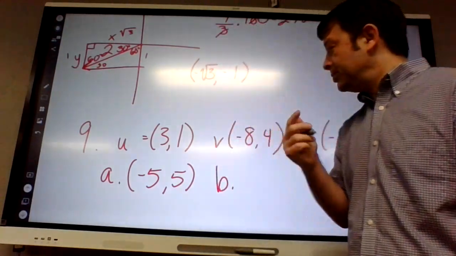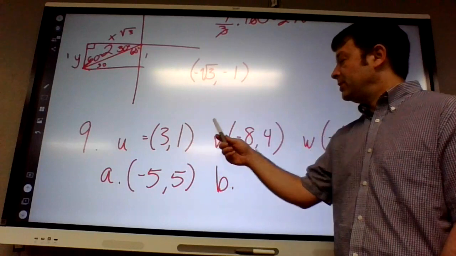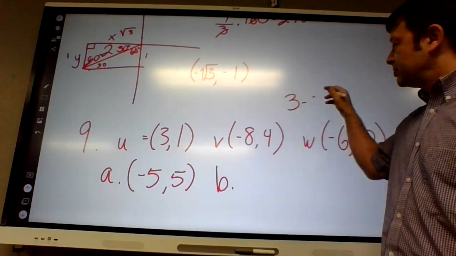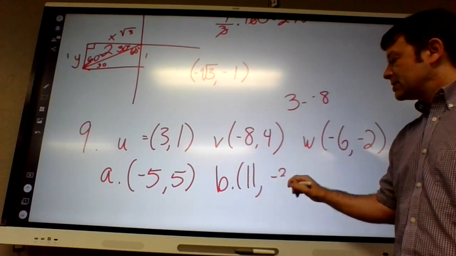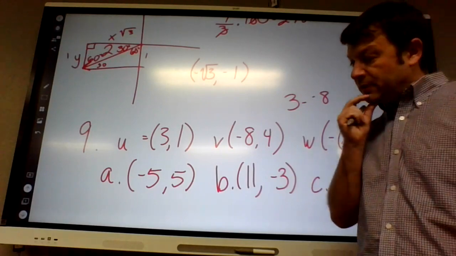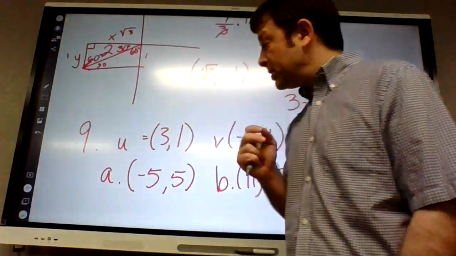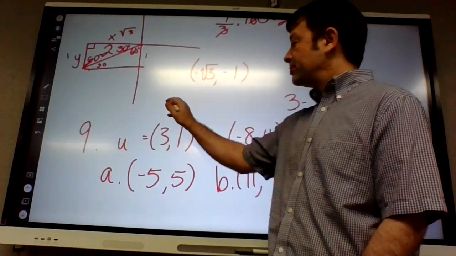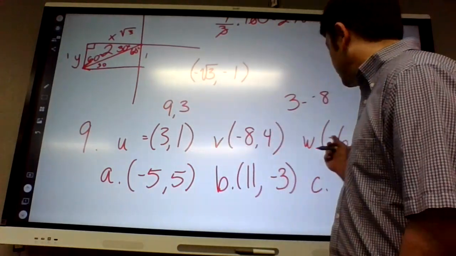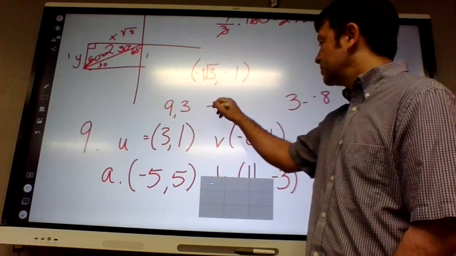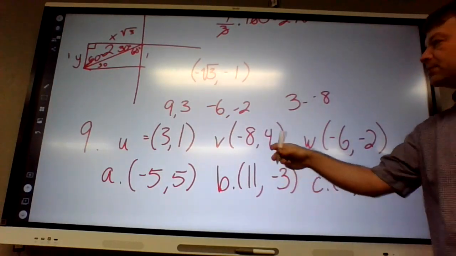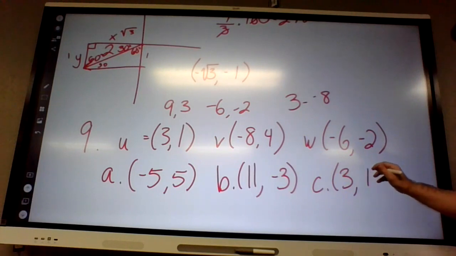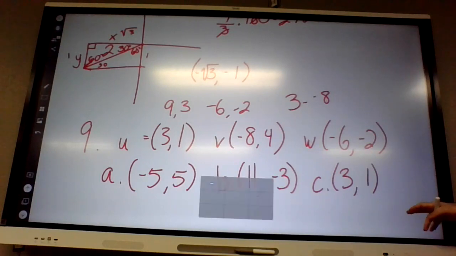B, vector u minus vector v. So 3 minus negative 8, which would be 3 plus 8, 11. 1 minus 4. C, it says 3u plus w. We did 3 times u, multiply those both by 3, plus the w over here. So 9 plus negative 6 is 3. 3 plus negative 2 is 1. There, D.